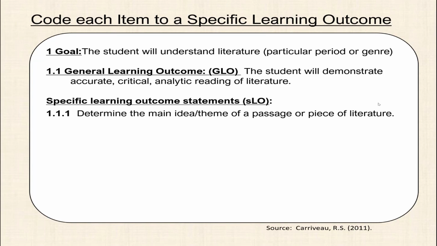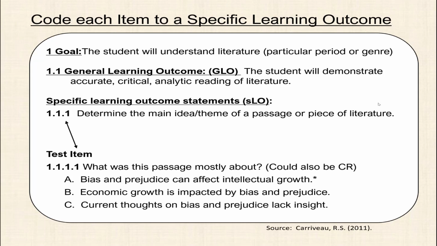Now we need to code each item to a specific learning outcome. So that would be the test item. We have 3 levels of outcomes, and the bottom one makes the test item, like we said. And this would be test item 1.1.1. The next item would be test item 1.1.2, and so forth. So we can track it, we can load it into a program, work with it, and a lot of LMS programs do that.